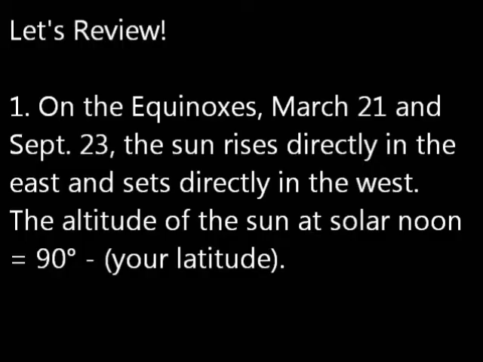Let's review. On the equinoxes, March 21st and September 23rd, the sun rises directly in the east and sets directly in the west. The altitude of the sun at solar noon equals 90 degrees minus your latitude.